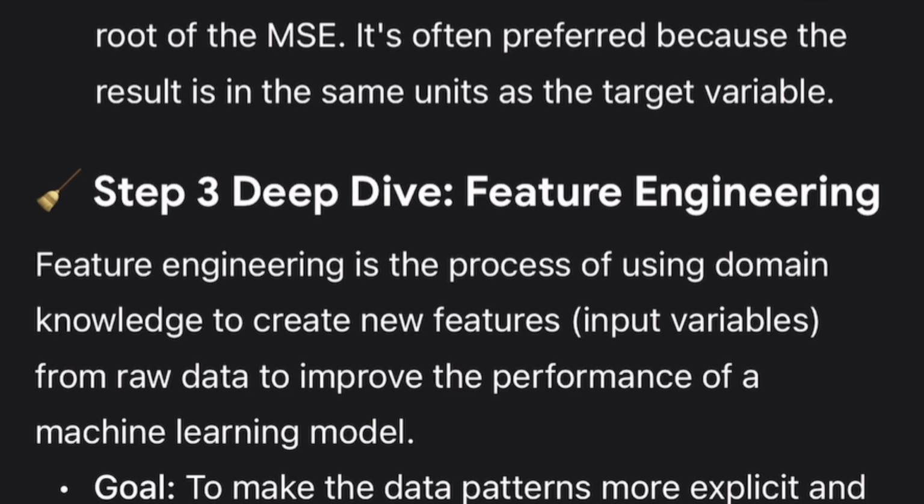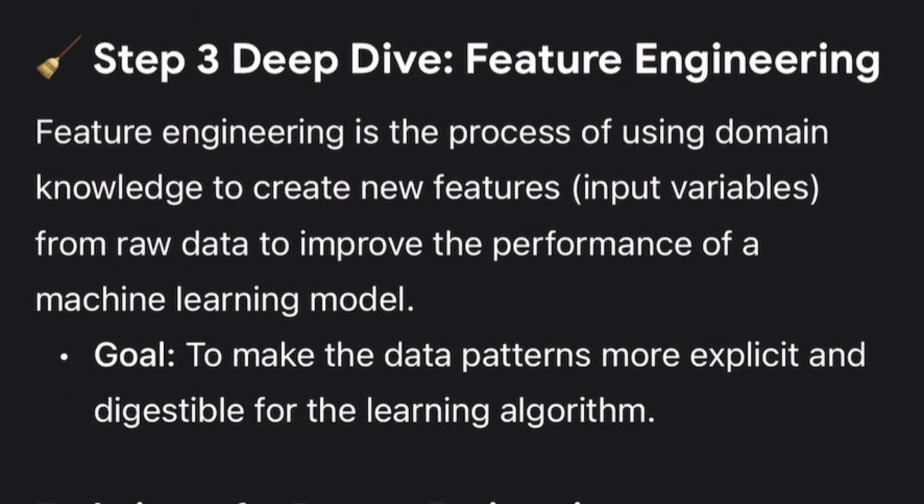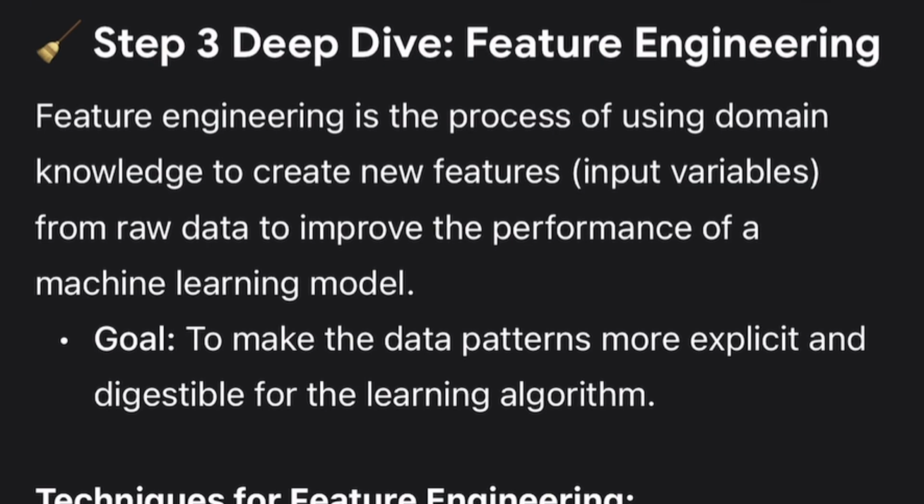Feature engineering is the process of using domain knowledge to create new features, input variables from raw data to improve the performance of a machine learning model. Goal, to make the data patterns more explicit and digestible for the learning algorithm. Techniques for feature engineering.